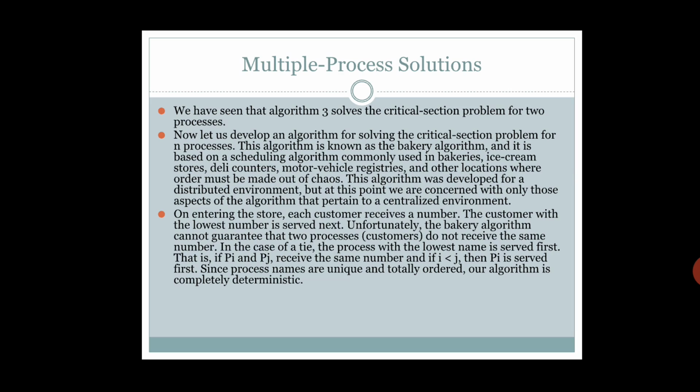In the case of a tie, the process with the lowest name is served first. That is, if Pi and Pj receive the same number, and if i is less than j, then Pi is served first. Since the process names are unique and totally ordered, our algorithm is completely deterministic. This is a better idea, because if the numbers are identical, then we can go for the name of the process and check which one is smaller and which one is greater. Based on that, this particular algorithm will take charge.